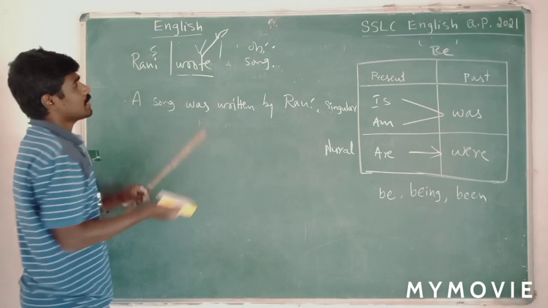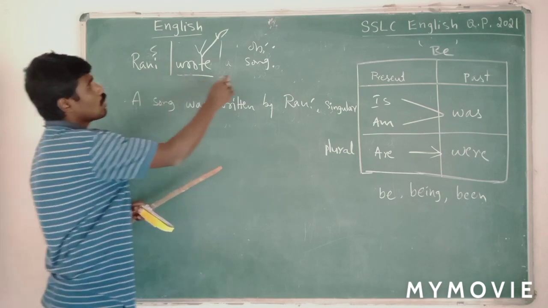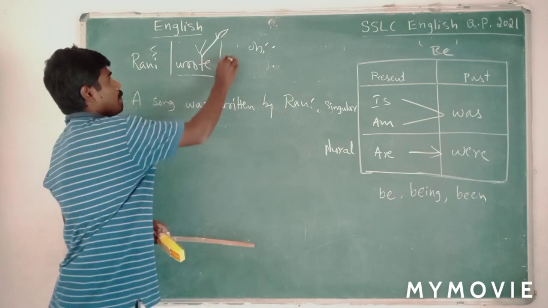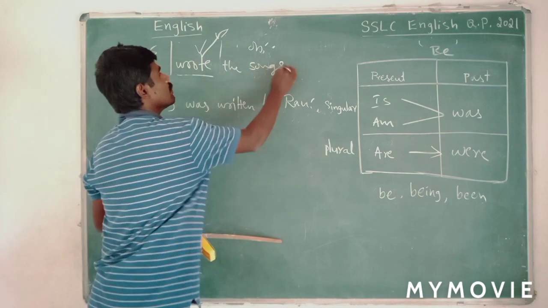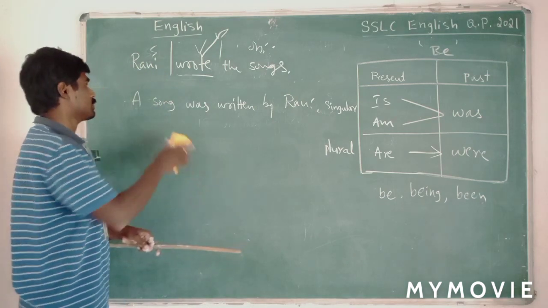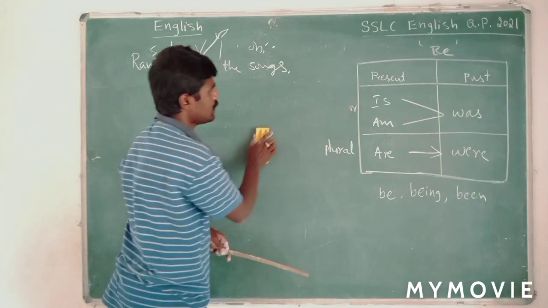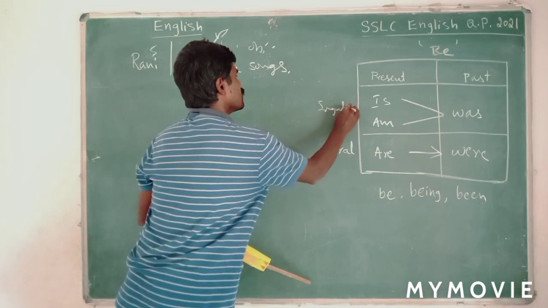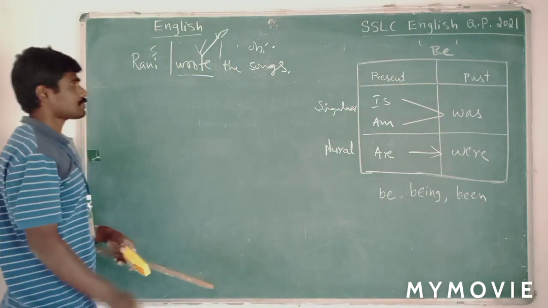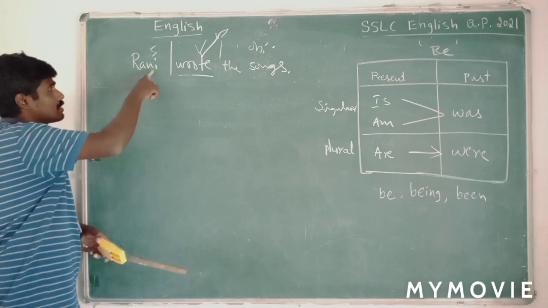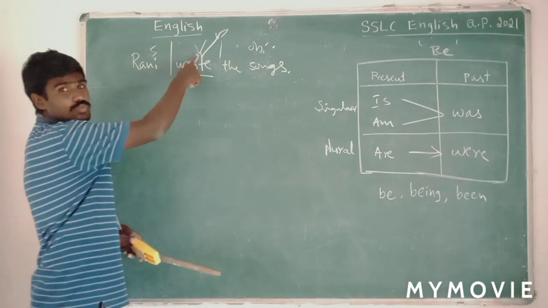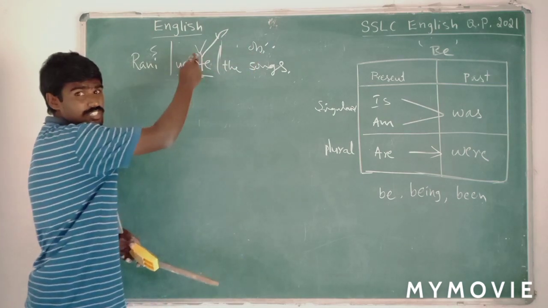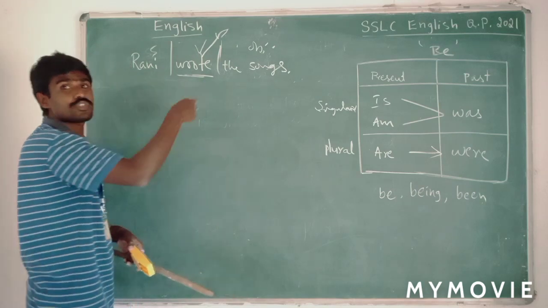Now I'll make some changes here. Rani wrote the songs. Now the plural object, right? Rani wrote the songs. Okay. Singular. Okay. Now same subject. Rani wrote, verb, the songs, object. Now it is in past tense. So now let's change this sentence into passive voice.